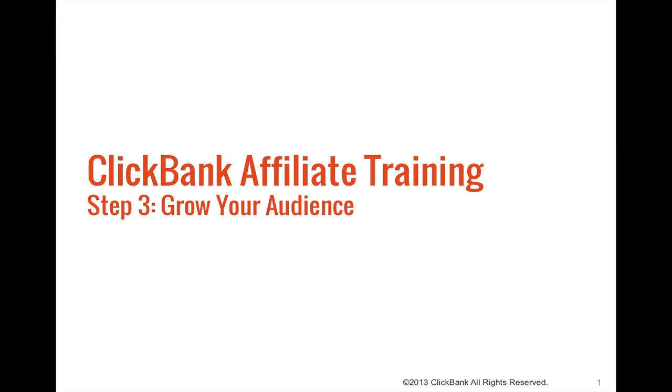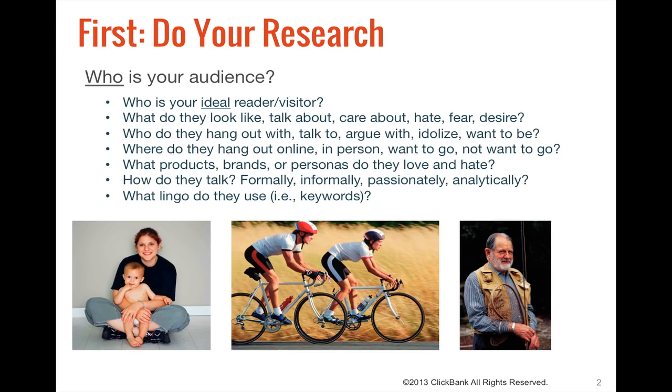This video is going to be about how to grow your audience, which is really where you're going to start seeing the results that you can use to build a long-term successful affiliate business. So the first step in growing your audience is to really do your research. Just like we did when we looked at how to choose your niche, you need to really understand who is the audience that you're going to be speaking to and promoting products to.